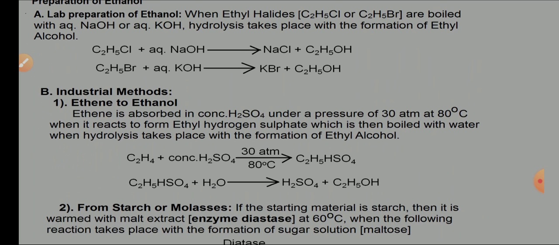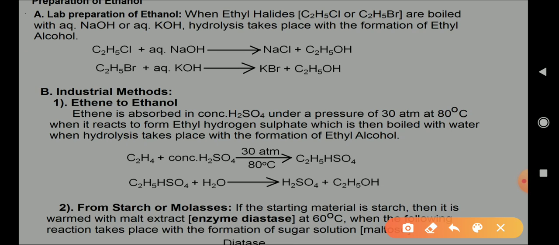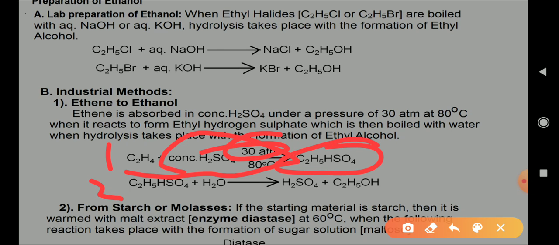Industrial method. In the industrial method, ethanol is obtained from ethene. It is a two-step reaction. In the first step, ethyl hydrogen sulfate is obtained, and ethyl hydrogen sulfate is hydrolyzed in the presence of boiling water to form ethanol. So there are two steps of formation taking place for the ethanol. Step number one and step number two. Step number one, ethene is heated in the presence of concentrated H2SO4 at 80 degrees centigrade and 30 atmospheric pressure to form ethyl hydrogen sulfate, and ethyl hydrogen sulfate is boiled with water to form H2SO4 and ethanol.